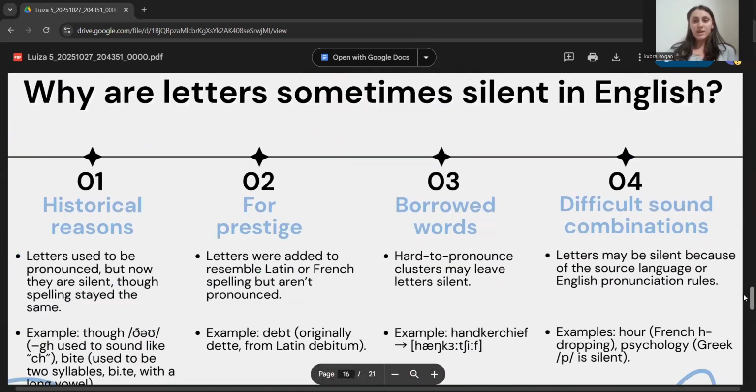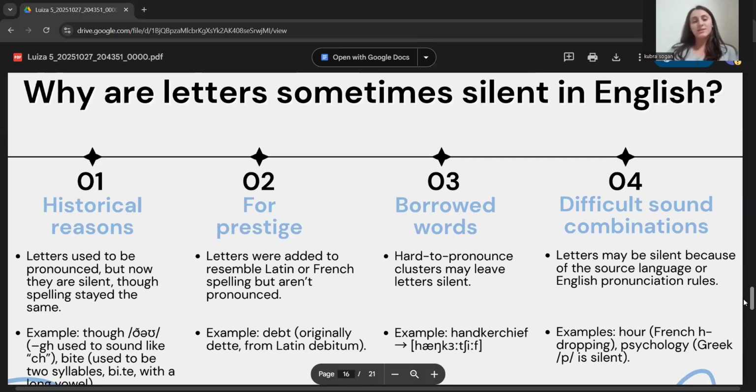Why are letters sometimes silent in English? Because of four reasons. The first one is historical reasons. Letters used to be pronounced, but now they are silent. Those spellings stayed the same. And here you can see an example.